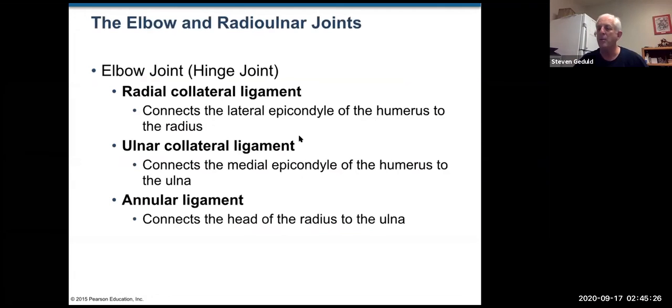Okay. Elbow joint. Oh boy. The elbow joint connects the lateral epicondyle of the humerus to the radius. You have an ulnar collateral ligament. It connects the medial epicondyle of the humerus to the ulna. Humerus to the ulna, sorry. And an annular ligament, which connects the head of the radius to the ulna. I'll show you where all those are.